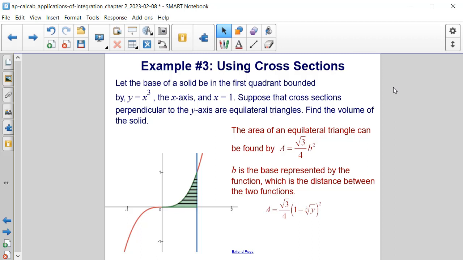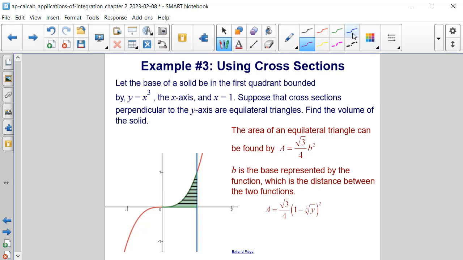The area of an equilateral triangle can be found using the formula A is equal to the square root of 3 over 4 times b squared. But where did this come from, some of you may be asking. Well, remember, whenever you have a triangle, its area is 1/2 base times height. Well, we know our base is b, but then an equilateral triangle is special in that all of the angles are 60 degrees.